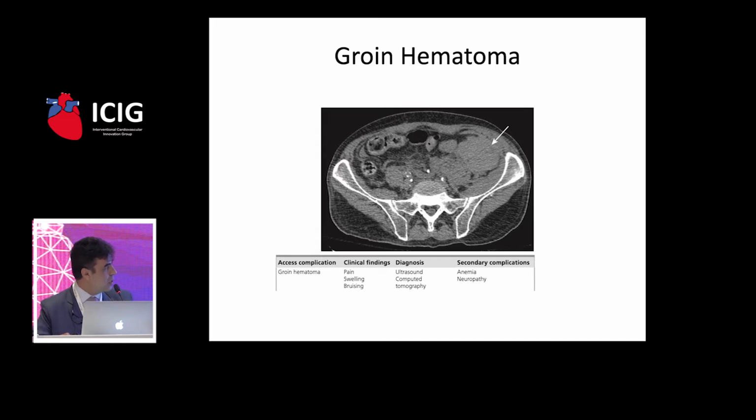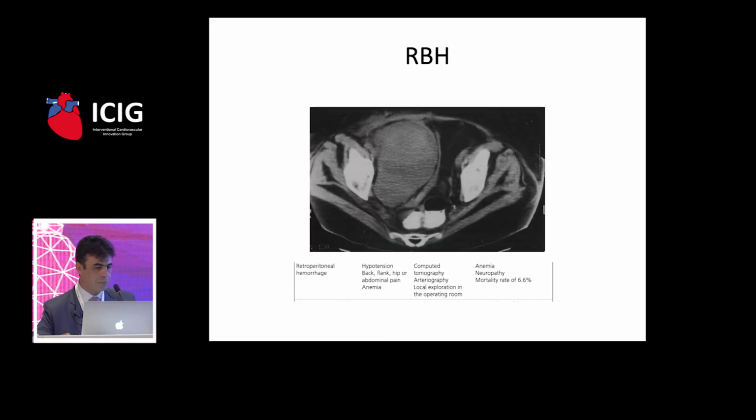For each of these, we're going to look at the access complication, the clinical finding that you might have, the diagnosis, and the possible secondary complications. It's self-evident with the groin hematoma that you might have pain, swelling, bruising. It's usually diagnosed by ultrasound or CT, and it can cause anemia or a neuropathy because of nerve compression.